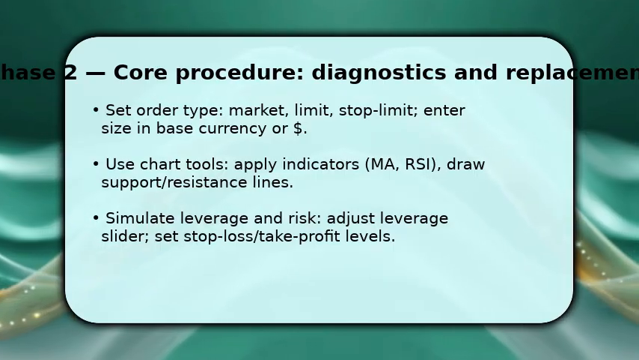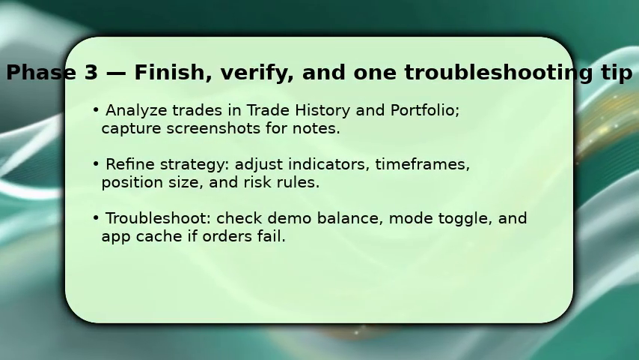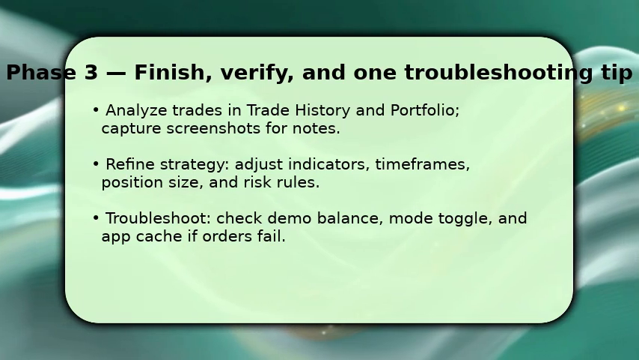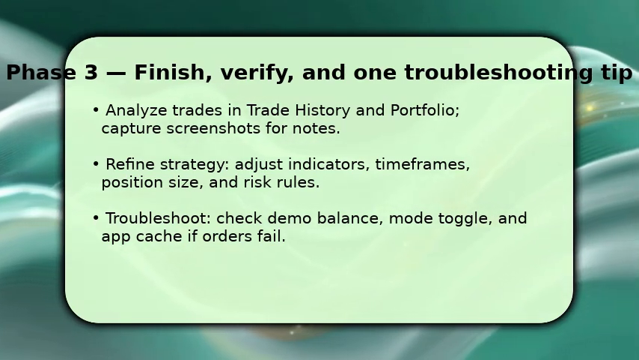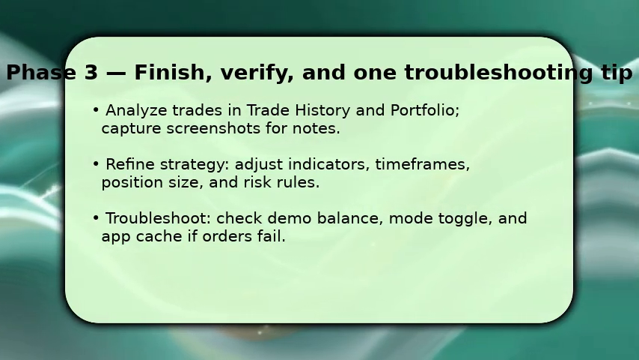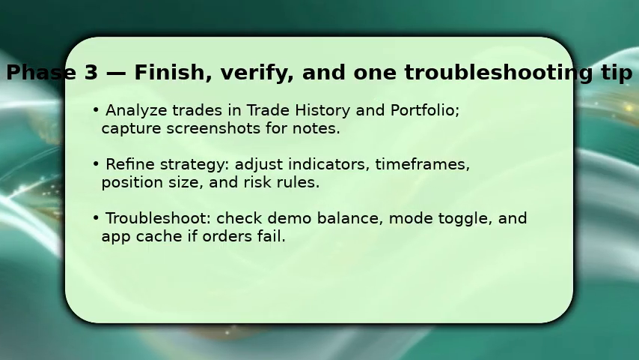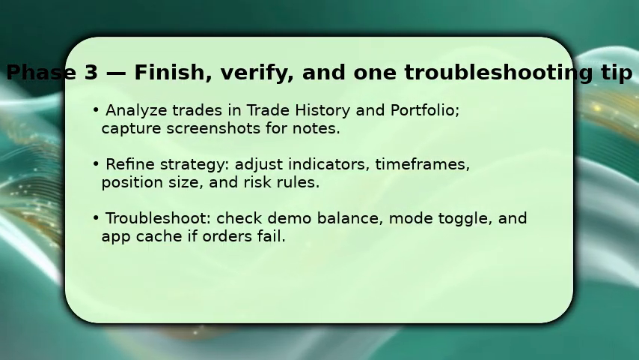Finish by reviewing every trade you made in the trade history and portfolio screens. Look for recurring mistakes and note them. Once reviewed, iterate. Change indicators, timeframes, and position sizing, then run the same scenarios until the outcomes stabilize.